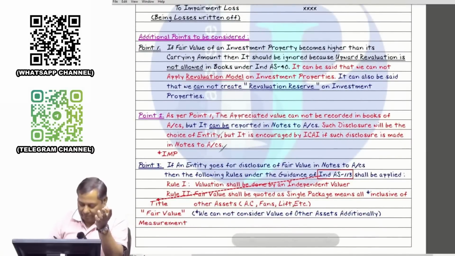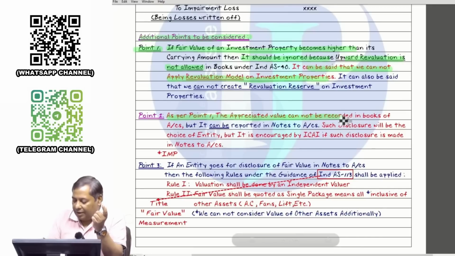Let me check. The first point being, if the fair value is any higher, ignore it because upward revaluation is not at all allowed to you. Because you can't apply revaluation model. It just cannot. But you know, although you cannot record the appreciated value, you can show it in the notes to accounts. And the institute also encourages this. It is encouraged by ICAI.